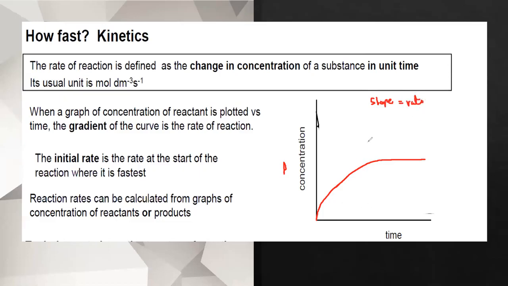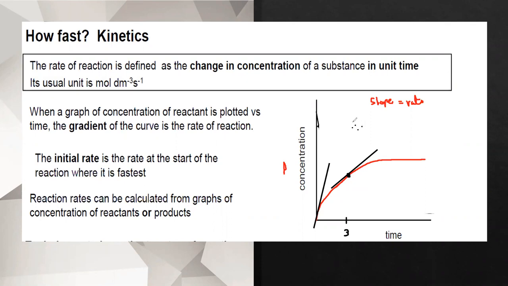If I need the speed of a chemical reaction at any point, what I will do is draw a tangent. So if I need the initial rate, I will draw a tangent at the beginning. If I want to find the rate at a specific time, for example time equals 3, I'll mark the point where time is equal to 3 and draw the tangent. If I need it at time equals 4, I will draw a tangent at time equals 4.